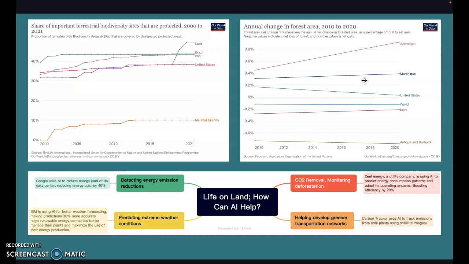Detecting energy emission reductions, Google uses AI to reduce the energy load of its data center, reducing energy costs by 40%. Predicting extreme weather conditions, IBM is using AI for better weather forecasting, making predictions 30% more accurate. It helps renewable energy companies better manage their plants and maximize the use of their energy production.